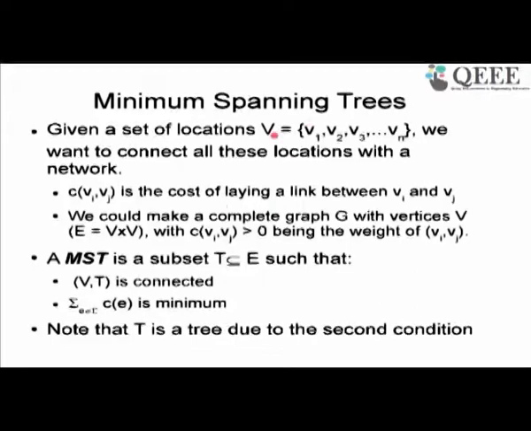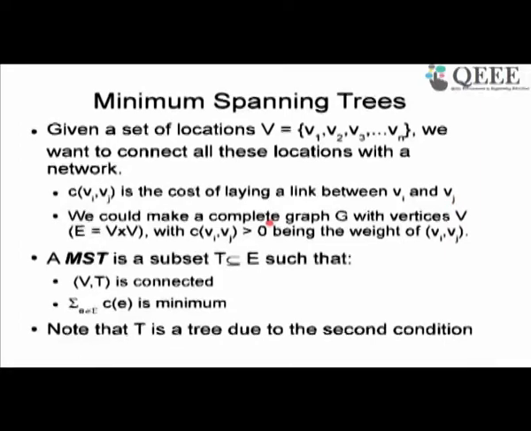So we have a set of locations V1 to Vn, they are villages, let us say. We want to connect all these locations with a network. c(Vi, Vj) is the cost of laying a line between Vi and Vj. Okay, for every pair of nodes I can ask myself the hypothetical question. I am not laying the line, I am just asking the question. If I want to connect Vi to Vj, how much money should I spend? Okay, so I can go to one village, next village, and I can lay a fiber between one village and the neighbor village. Then how much will it cost me? c(Vi, Vj), cost of laying link between Vi and Vj.